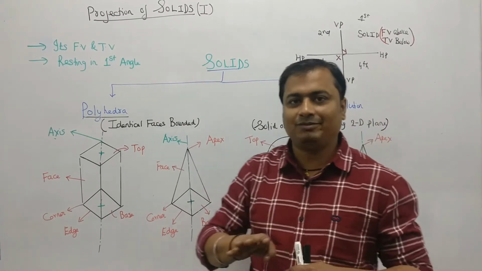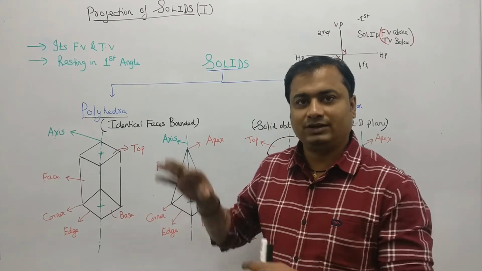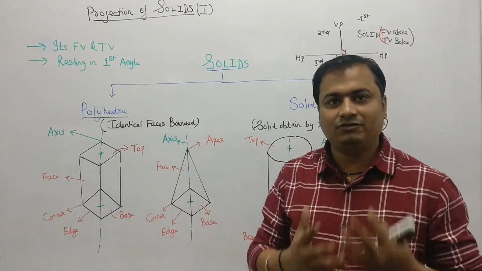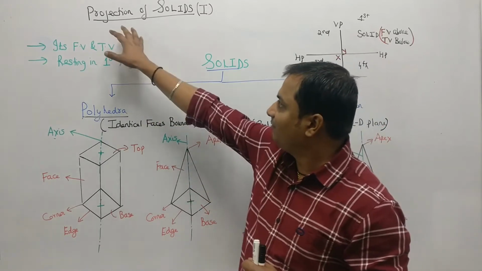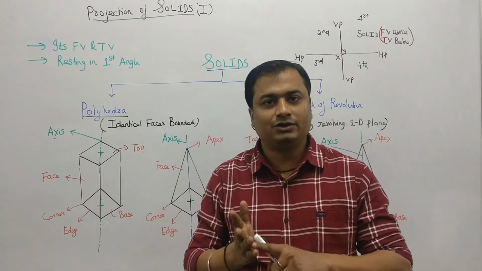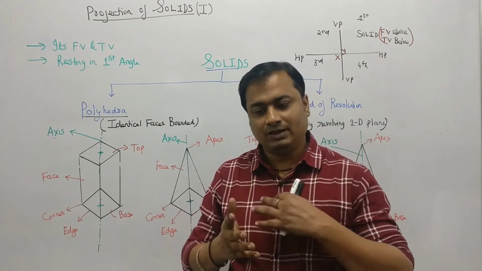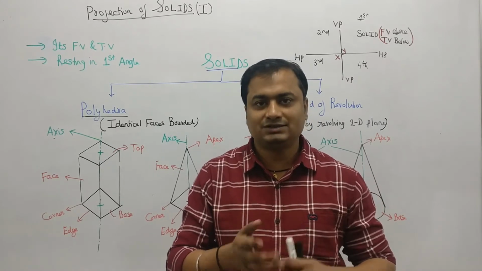Solid means three-dimensional object. So we will be dealing with the three-dimensional object in this topic. What we have to do is draw its front view and top view. Again the same thing, we have to draw the front view and the top view of the solid lying in the first angle.